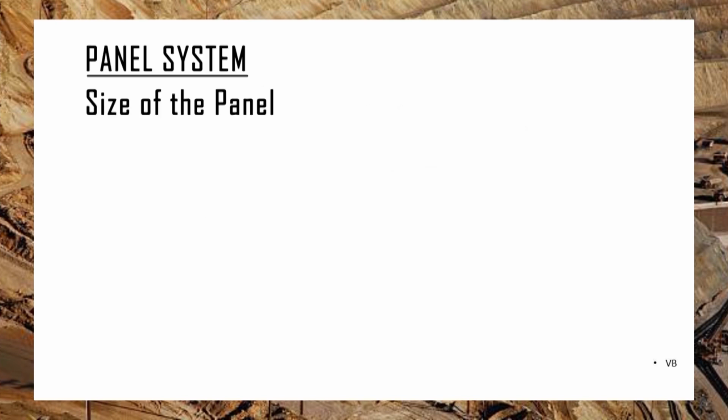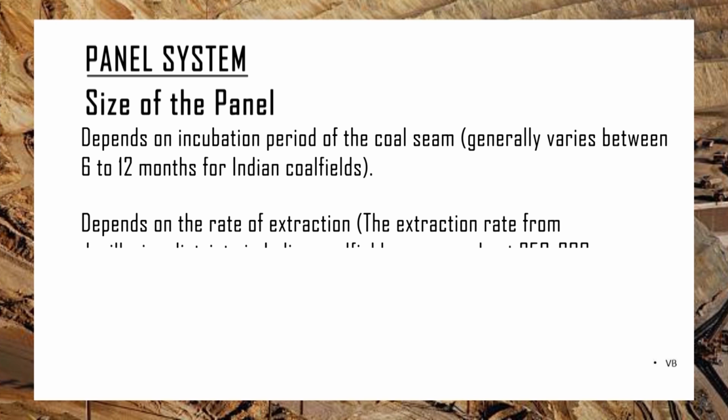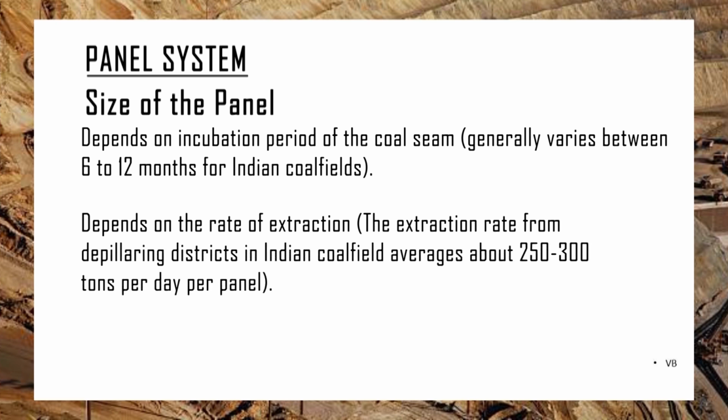Next is size of the panel. The size of the panel depends upon the incubation period of the coal seams, which generally varies between 6 to 12 months for Indian coal fields. Then it depends on the rate of extraction. The extraction rate from depillaring districts in Indian coal fields averages about 250-300 tons per day per panel. The number of pillars varies from 12 to 30.